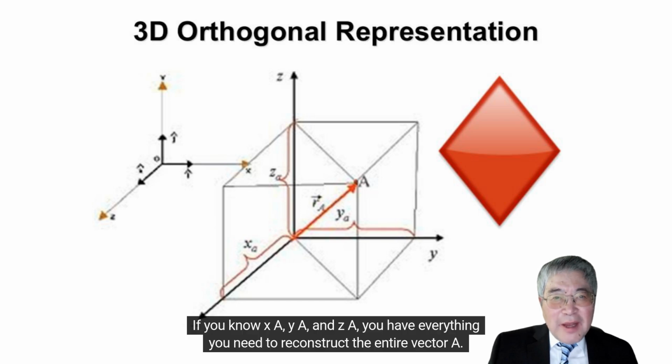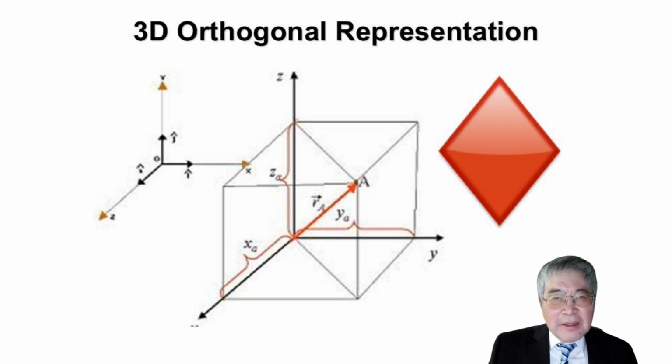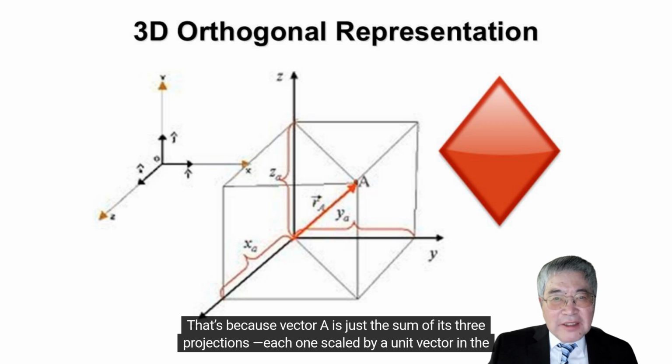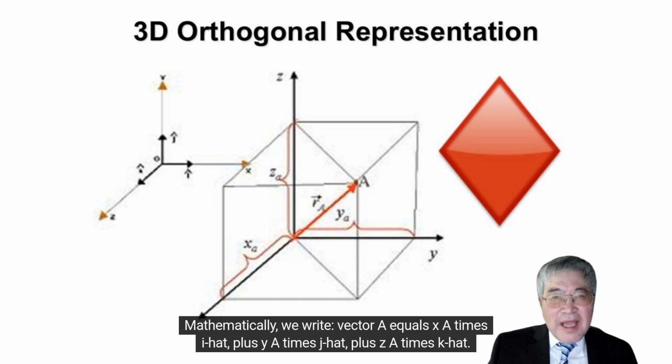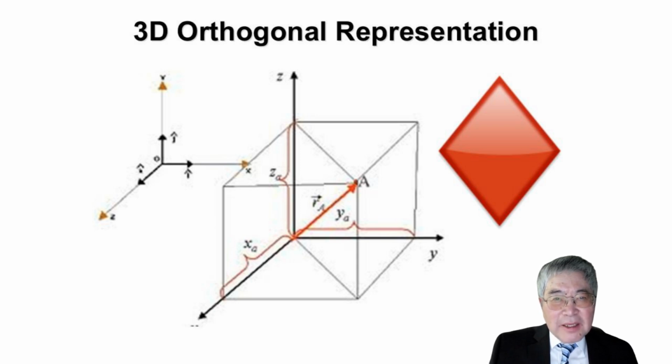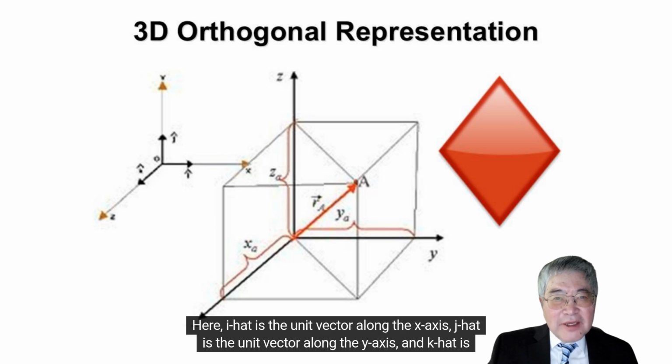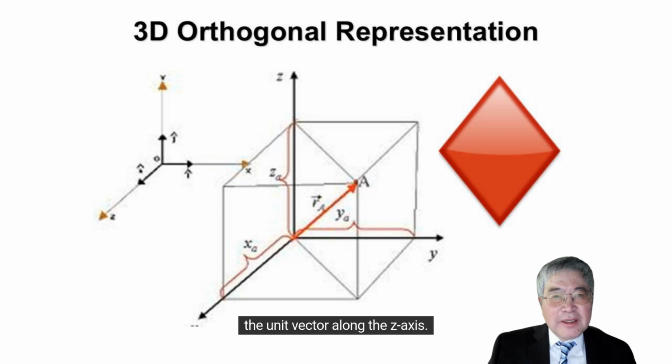And here's the important part. If you know xa, ya, and za, you have everything you need to reconstruct the entire vector A. That's because vector A is just the sum of its 3 projections, each one scaled by a unit vector in the x, y, or z direction. Mathematically, we write vector A equals xa times i hat plus ya times j hat plus za times k hat. Here, i hat is the unit vector along the x-axis, j hat is the unit vector along the y-axis, and k hat is the unit vector along the z-axis.